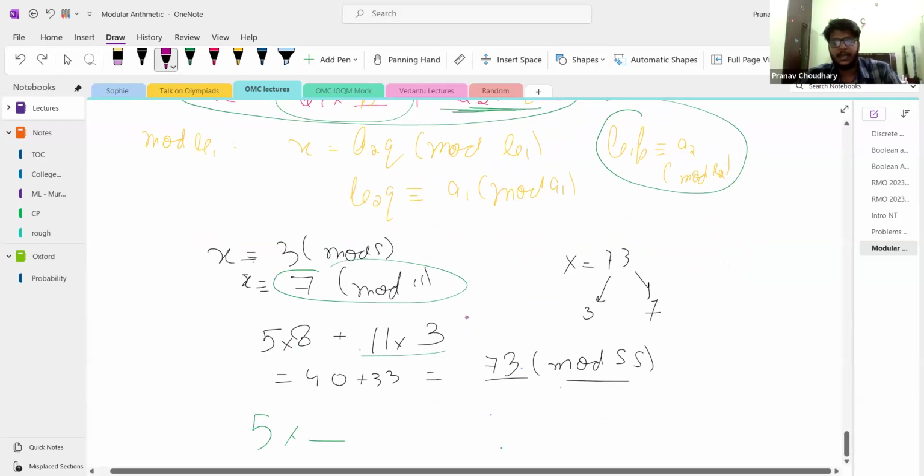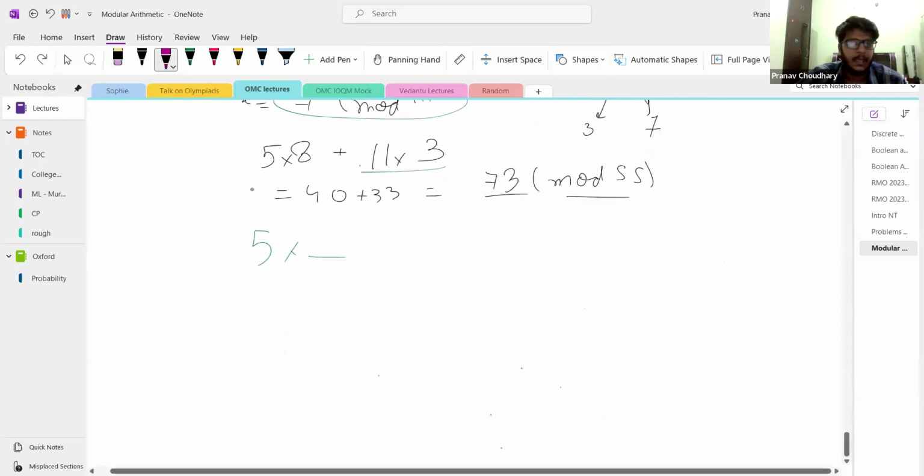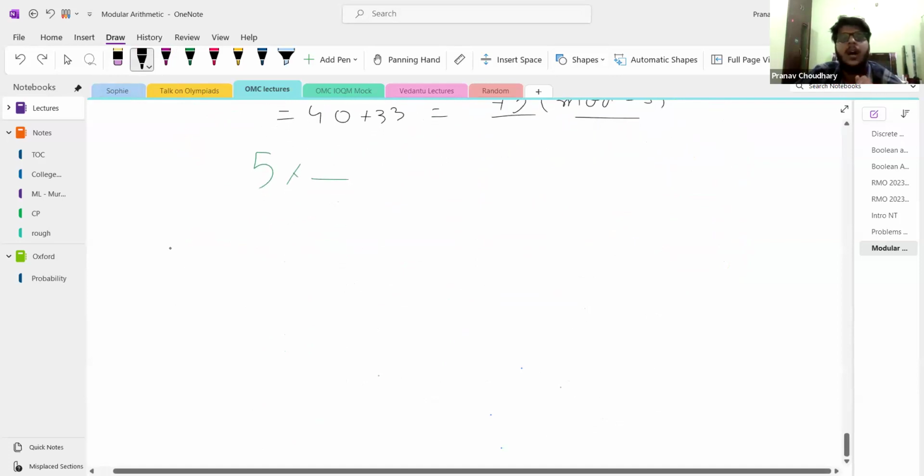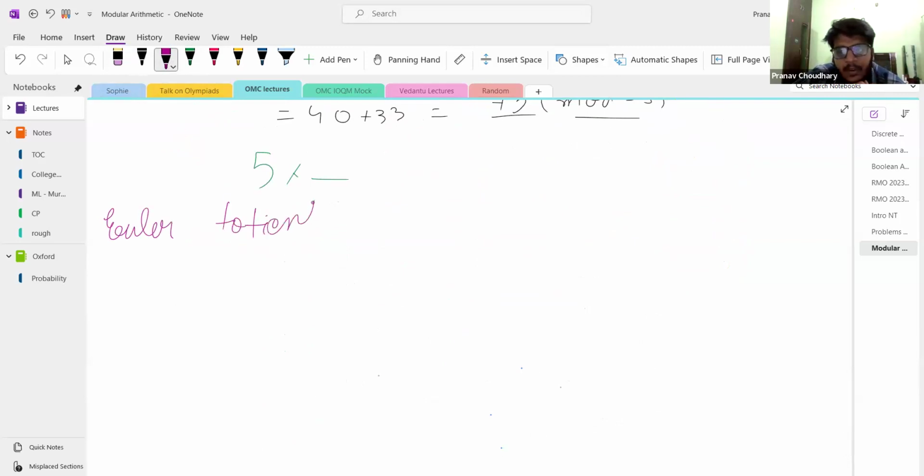So this was it for CRT. Let's now prove this thing. I know a lot of people would have heard of this thing, the Euler Totient theorem. If you haven't, it's fine. I don't really care. That's the point of the lecture. You shouldn't know these things beforehand, ideally.